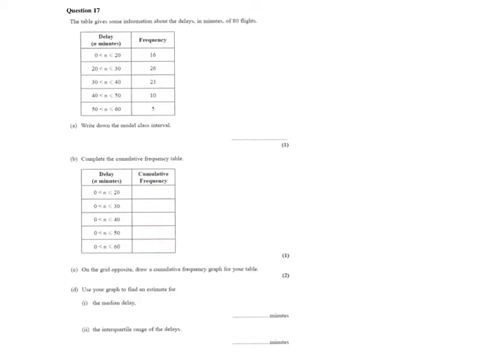In fact, we won't start off with that, we'll do the modal first. Write down the modal class interval. Well, these are all your intervals, so you've got 1, 2, 3, 4, 5 intervals. The modal class interval will be the one that had the highest frequency. So the highest frequency is 26. So the modal class interval is n is greater than 20, less than or equal to 30. So we'll just write that in. So a nice easy mark there.